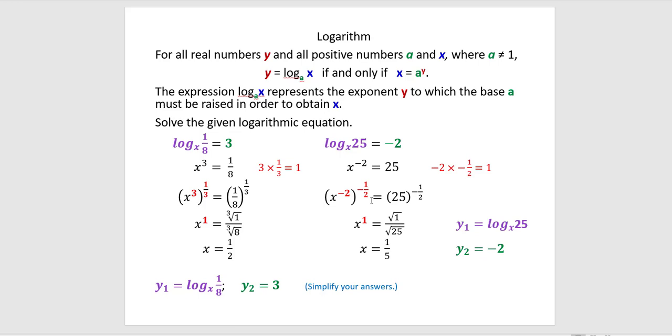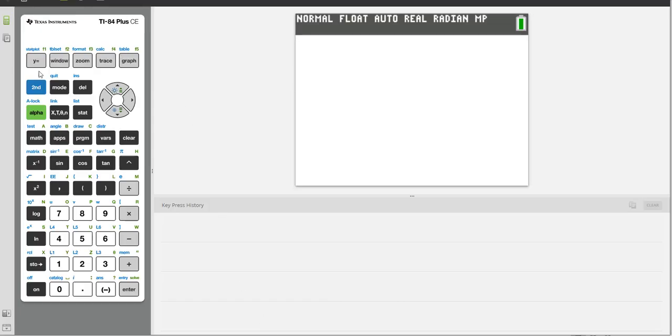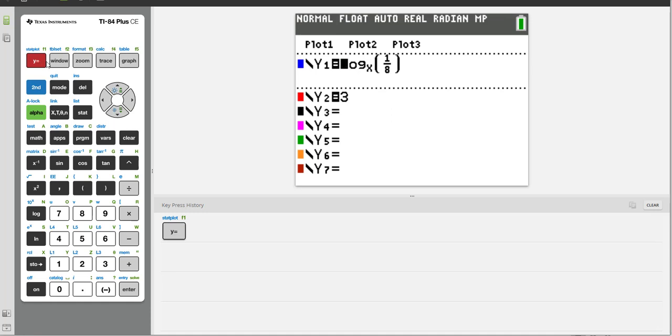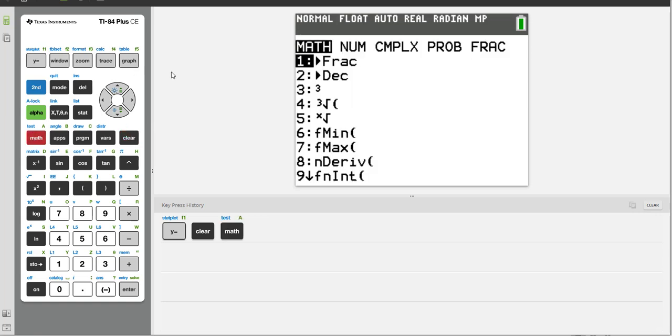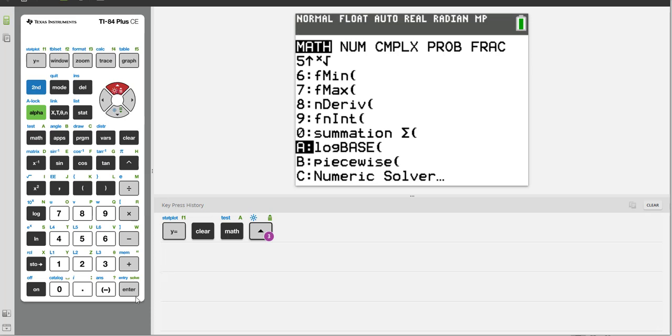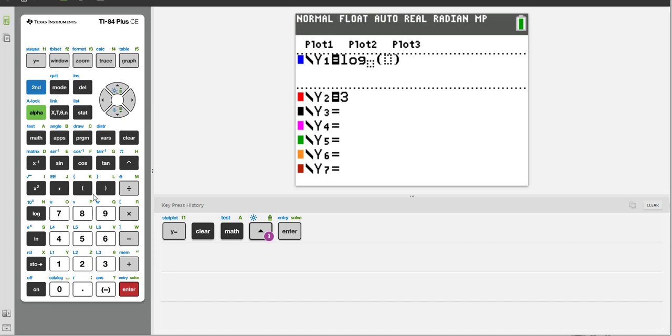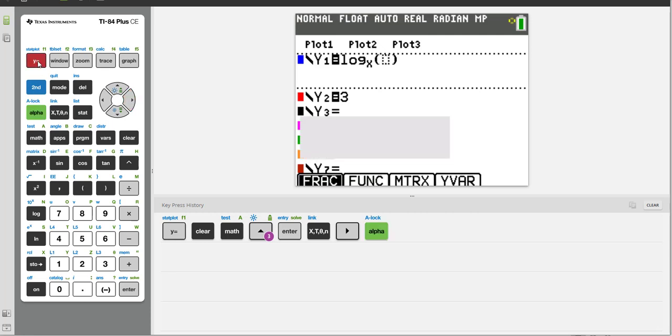To solve the equation using the TI-84 calculator, set the left-hand side of the equation equal to y1. Set the right-hand side of the equation equal to y2. To solve the first equation on the left using the TI-84 calculator, press y equals. If something is in y2, press clear. Press math and use the up or down arrows to find the log base, and select it by pressing enter. Type in x and the right arrow. Press alpha, y equals, number 1.